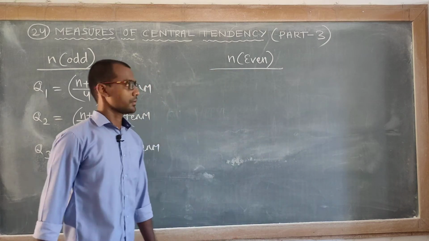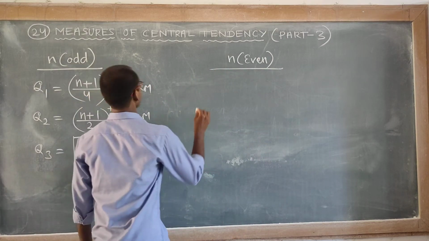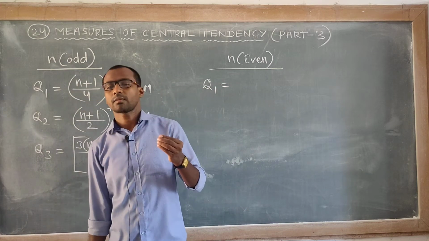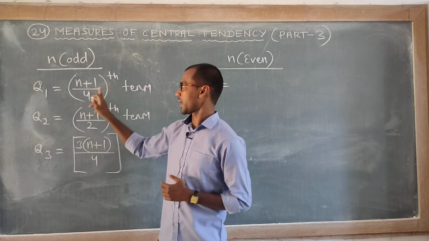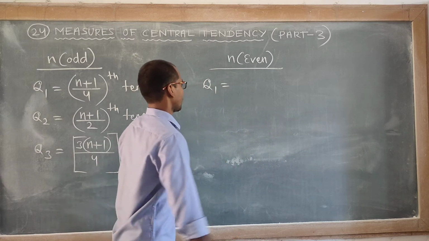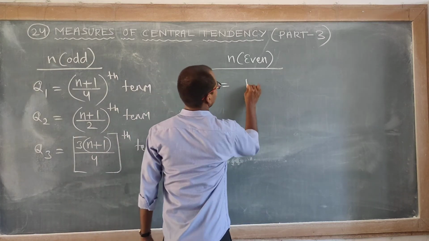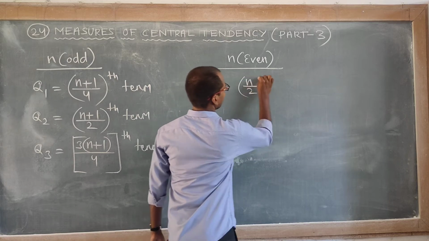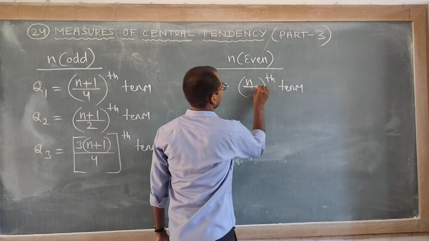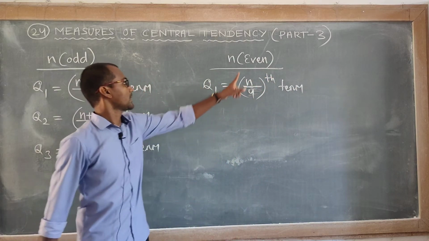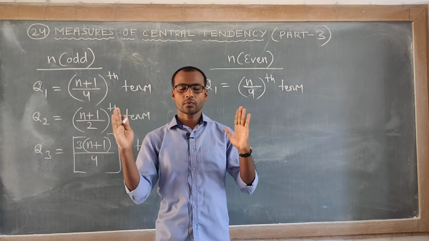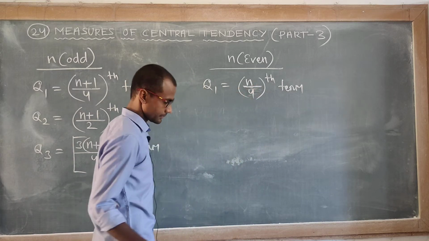When n is even, okay, Q1 is equal to, now we will take only n, we will not take n plus 1. n plus 1 is taken for odd, but if it is even, we will take only n. Okay, so n by 4. Since even, therefore n, since lower quartile, therefore 1 by 4. So n and 1 by 4 if you combine, you will get n by 4 term.